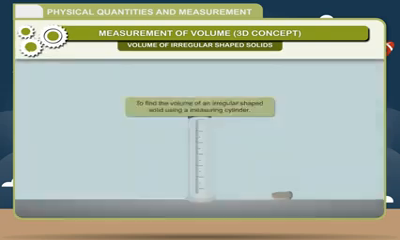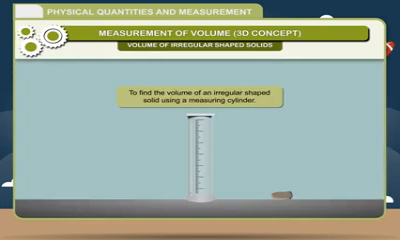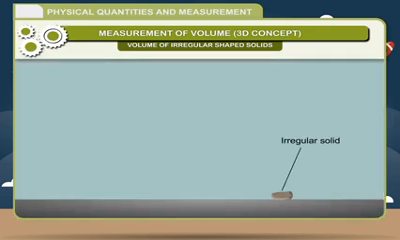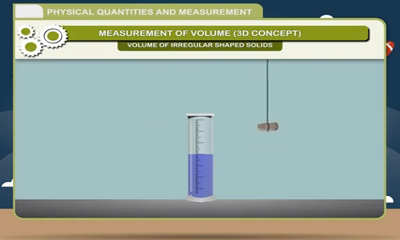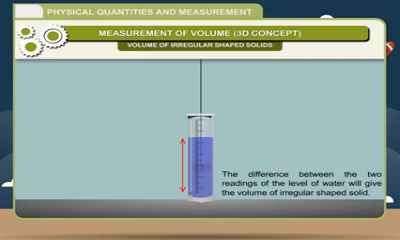Activity. To find the volume of an irregular shaped solid using a measuring cylinder. Take an irregular shaped solid and immerse it completely in a measuring cylinder filled with water. Note the reading of measuring cylinder before immersing the solid and after immersing the solid. The level of water the second time rises up. The difference between the two readings of the level of water will give the volume of the irregular shaped solid.